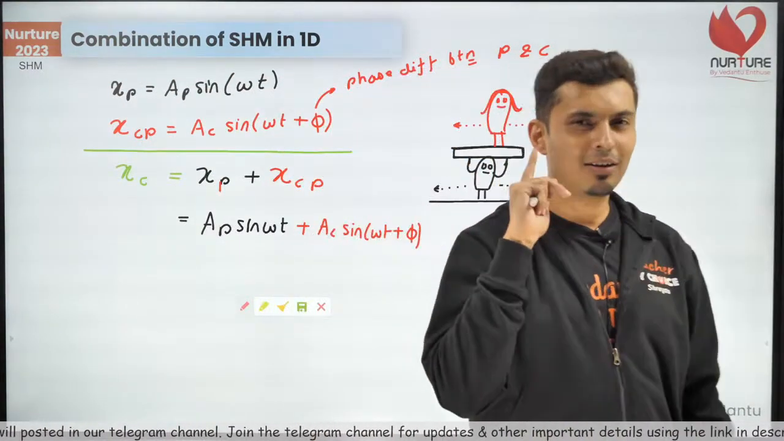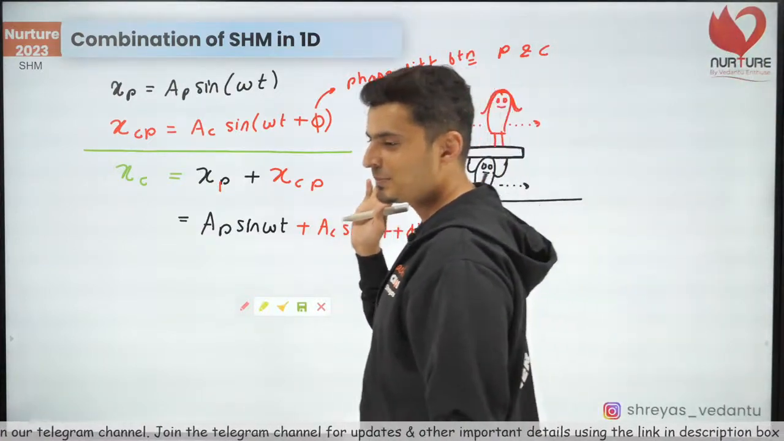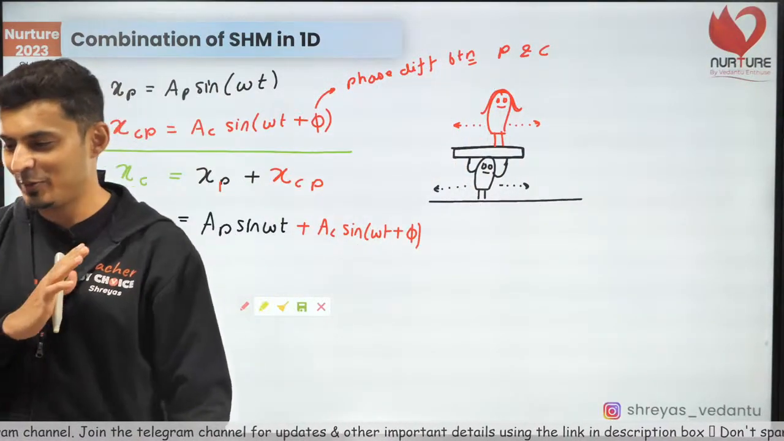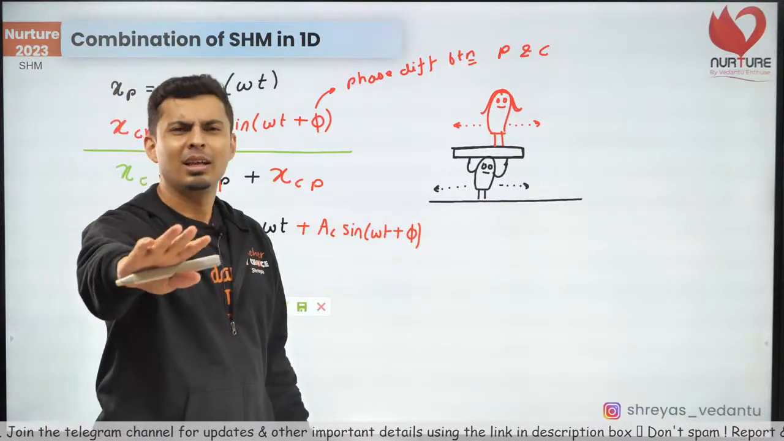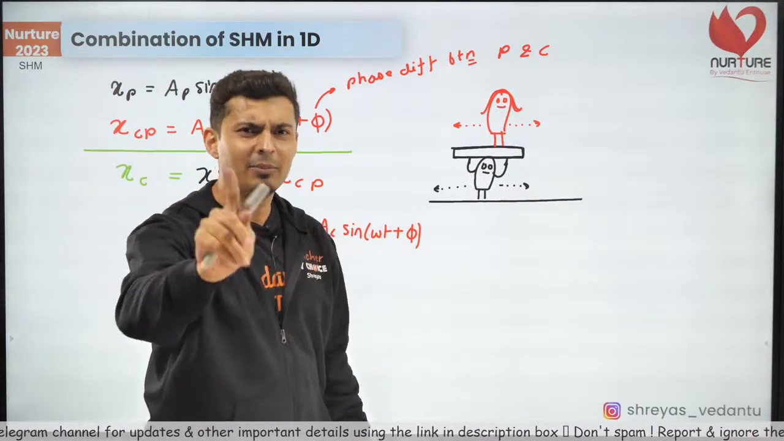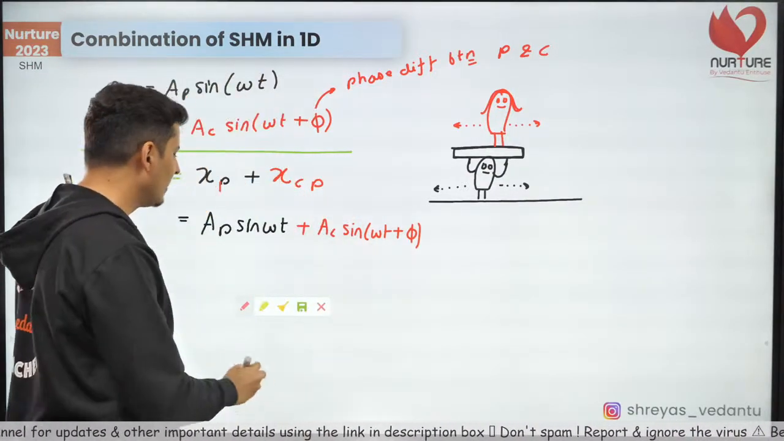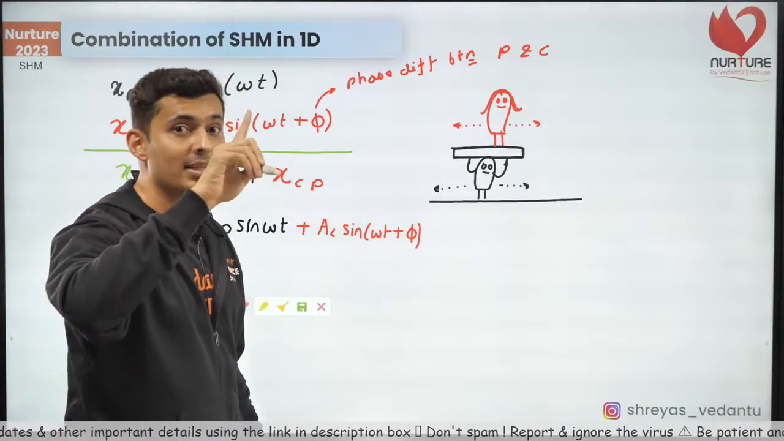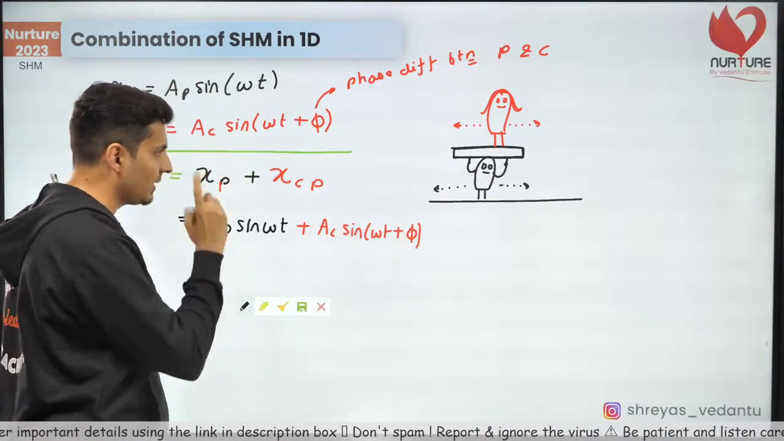So I have a trick. I have a beautiful trick. No maths, simple diagram. Understand this. Very easy. Phasor. Remember phasor? Acha, let's think about phasor.